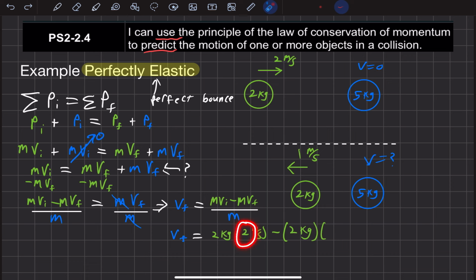Since I already plugged in a positive value for the initial velocity of the object, we're going to set going to the right as positive. That means going to the left must be negative. So when we plug in, and this is one of the most common mistakes students make, the velocity after for the green object, we need to make sure to plug in a negative 1 meter per second. And since we were already subtracting it, that's actually going to wind up making this an addition symbol instead.